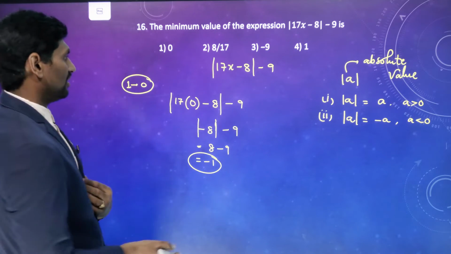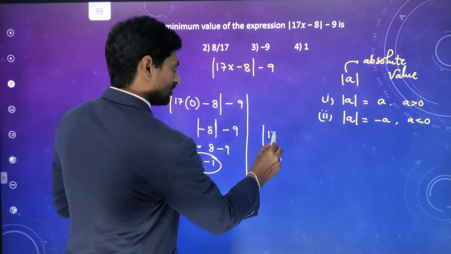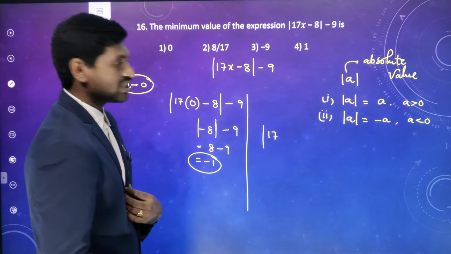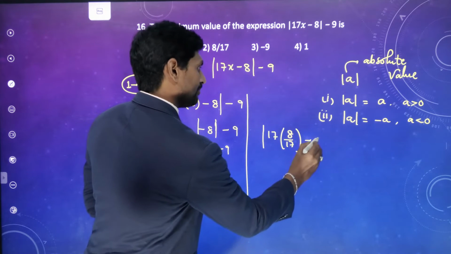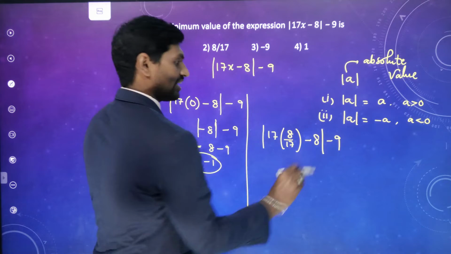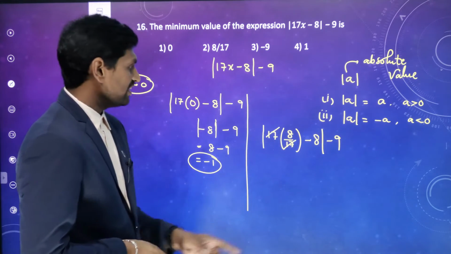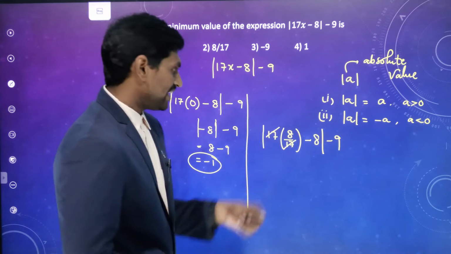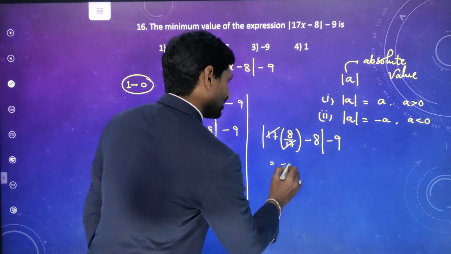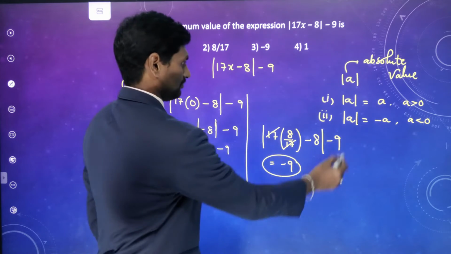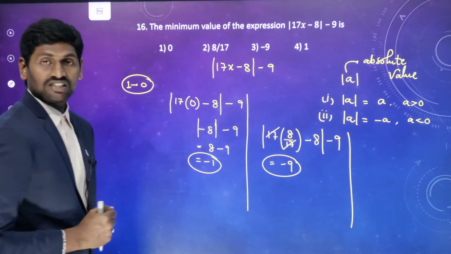Now let us check the second option, 8 by 17. In the place of x I can write 8 by 17, minus 8, minus 9. Numerator 17 and denominator 17 cancel, so we still get 8. 8 minus 8 is 0, and the modulus of 0 is 0 only. We get only minus 9. Among these, which is smallest? Minus 9 is the smallest.